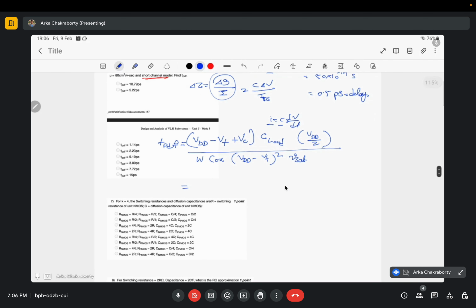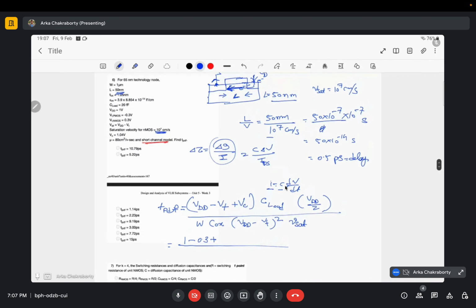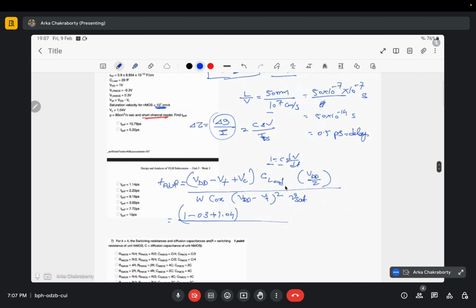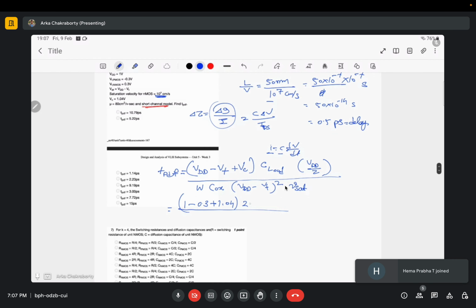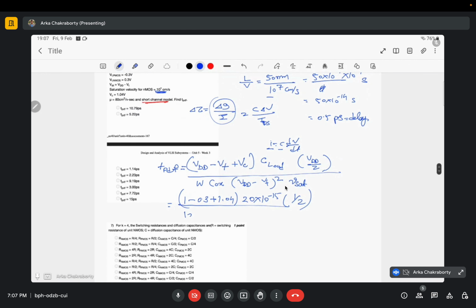So TPDF would be, let me write it, 1 minus 0.3 plus VC. VC is given as 1.04. C load is given as 20 femto, 20 into 10 to the power minus 15, and VDD by 2 is 1 by 2.5. W is given as, sorry, 1 micro, 10 to the power minus 6.